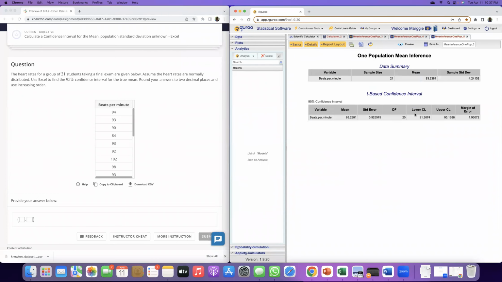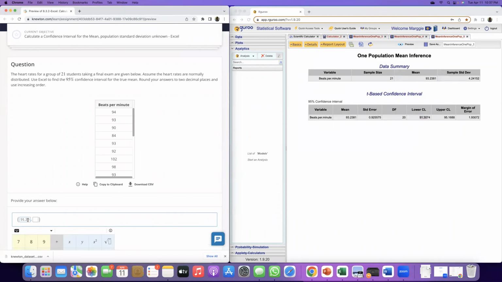We click the blue eye, and we have our interval in here. So 91 point, we're going to round to 2 decimal places. So that's 91.31. And then the second one will be 95.17 because of the rounding.